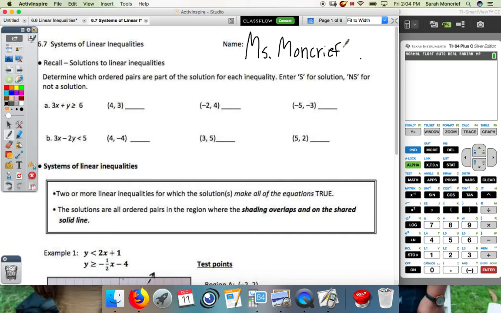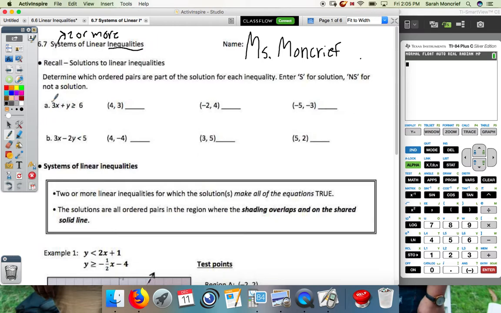Today we are looking at systems of linear inequalities, and I hope you were picking up some context clues from when we looked at systems of equations and now moving into inequalities. We know that a system means we have two or more, right? And instead of having equations this time, we'll have inequalities. So before we move into actually looking at the systems, let's recall solutions to linear inequalities. We want to determine which ordered pairs are part of the solution for each inequality. Enter S for solution or NS for not a solution.